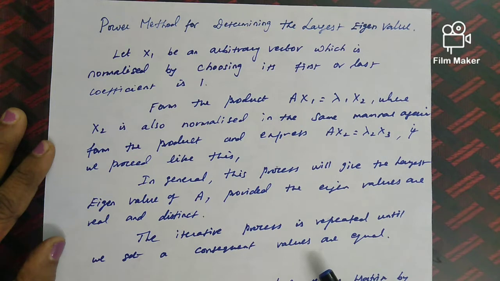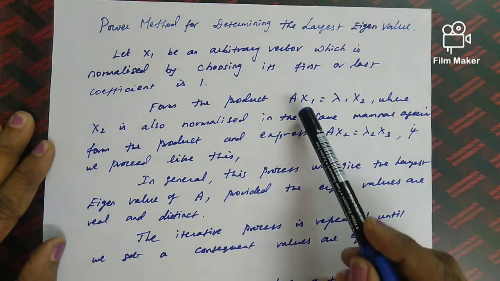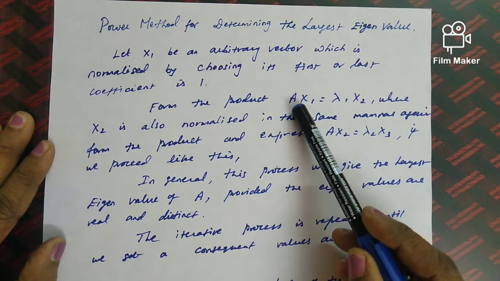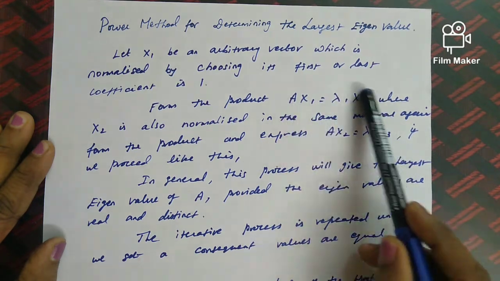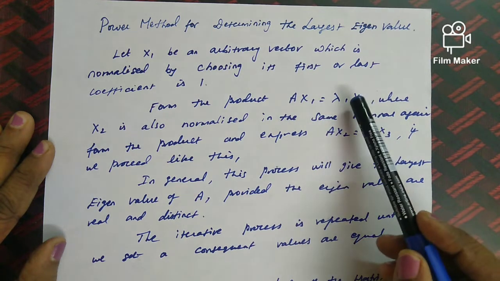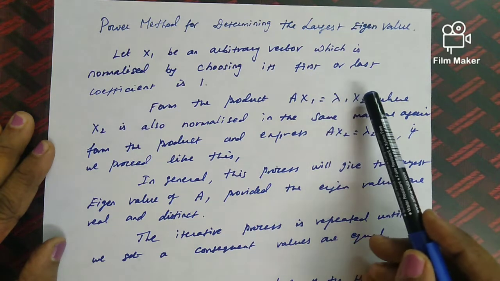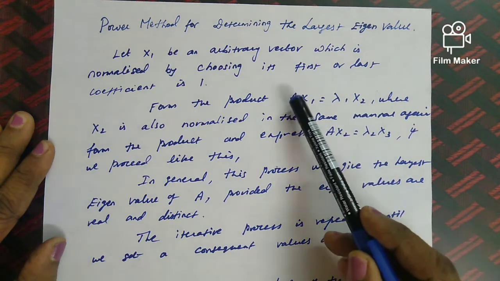So under the power method, how do we find the largest eigenvalue for the given matrix? First, we have to take an initial vector. That initial vector can be chosen so that either the first or last coefficient is 1. Then, as we have studied in Mathematics 1, Ax equal to lambda x is the basic equation of the characteristic equation of a given matrix with eigenvalues and eigenvectors. Here lambda is the eigenvalue and x is the corresponding eigenvector of the matrix A.